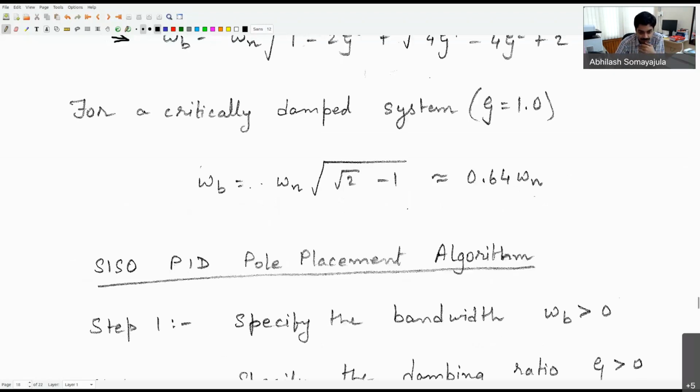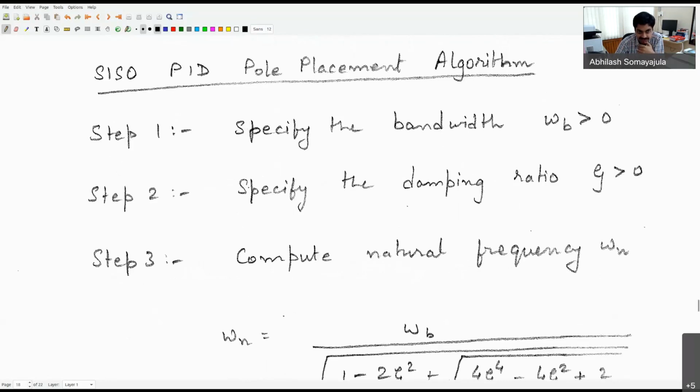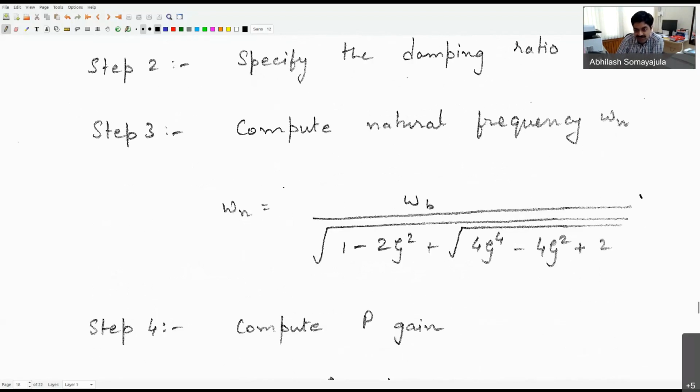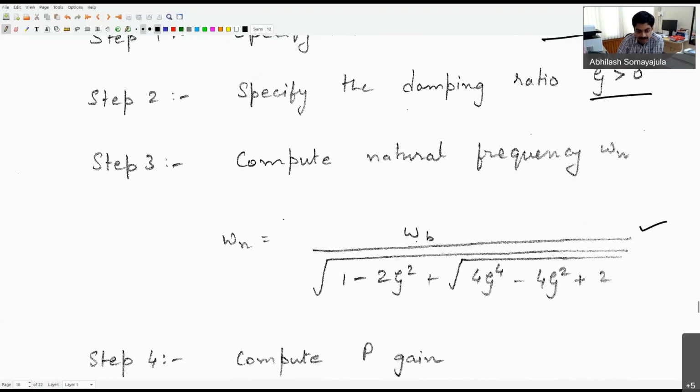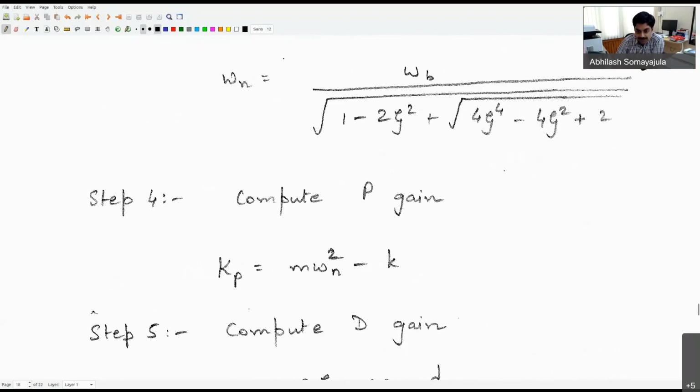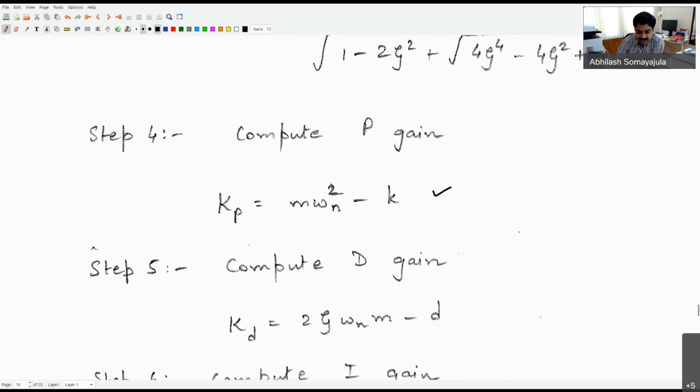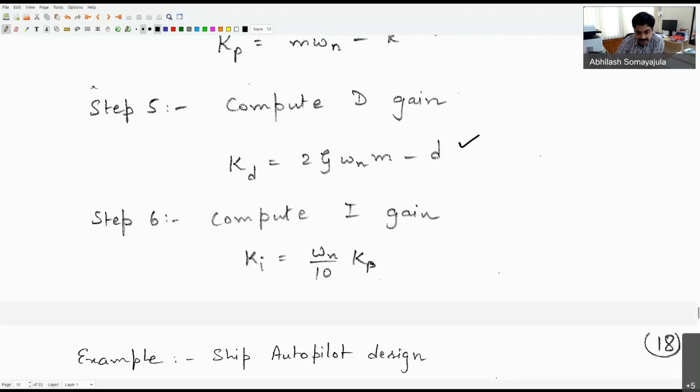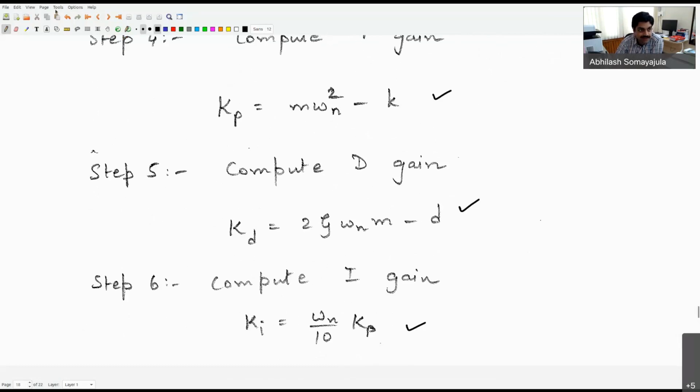So a typical control process, if I want to summarize everything that we have talked about today, like PID pole placement algorithm, especially for a single input, single output system, is that we typically want to specify some bandwidth greater than 0, specify some damping ratio greater than 0. That will give me what my natural frequency of the system is, assuming that it's a second order system. Then I can compute my P gain, D gain, and I gain, which is 10 times lower than the P gain. Okay, and that is how I will tune my system in order to follow the dynamics that I intended to follow.